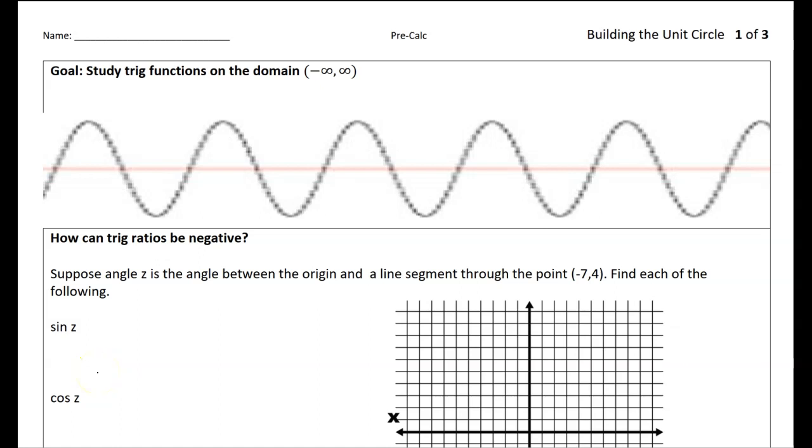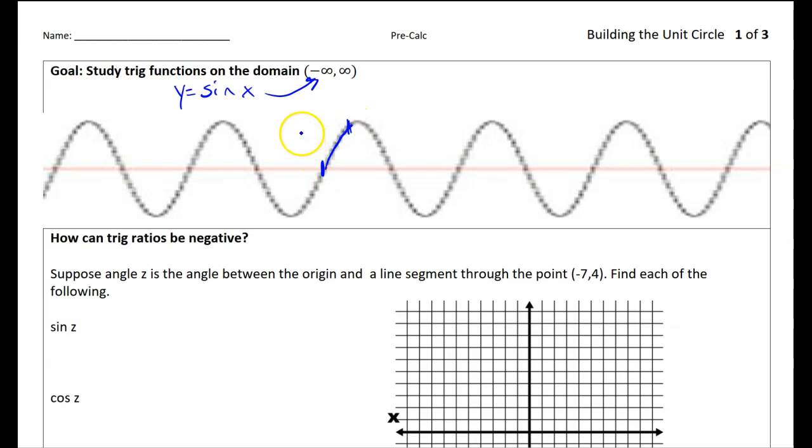All right, ladies and gentlemen, in this lesson, we're going to extend our knowledge of trig ratios just a little bit further. So if we graph something on our calculator, maybe something like y equals sine of x, it will have the domain of negative infinity to infinity.